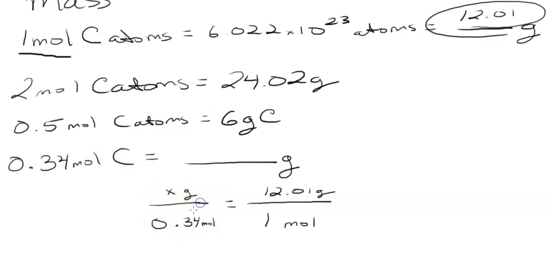You could set up a proportion or a ratio, and then you can just cross multiply and divide to find x. So you could do the 0.34 times 12 on your calculator, and then divide by the 1, because you're cross multiplying and dividing. So 0.34 times 12 divided by the 1, and you would end up with x equals 4.08 grams of carbon.